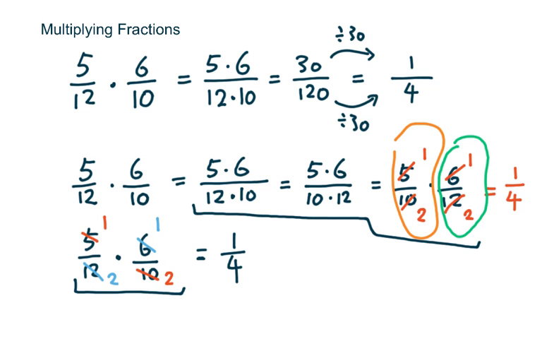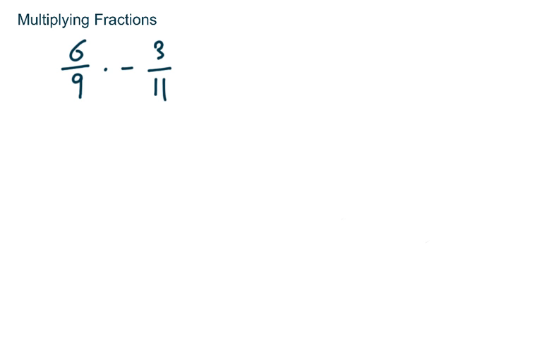So let's try another problem. Okay, this time we have 6 over 9 times negative 3 over 11. Sometimes you see the problem is presented like this, but basically it just means you're multiplying the two fractions, and the second factor, the second fraction, is a negative fraction. What you can do first is you can rewrite this as 6 over 9 times negative 3 over 11.